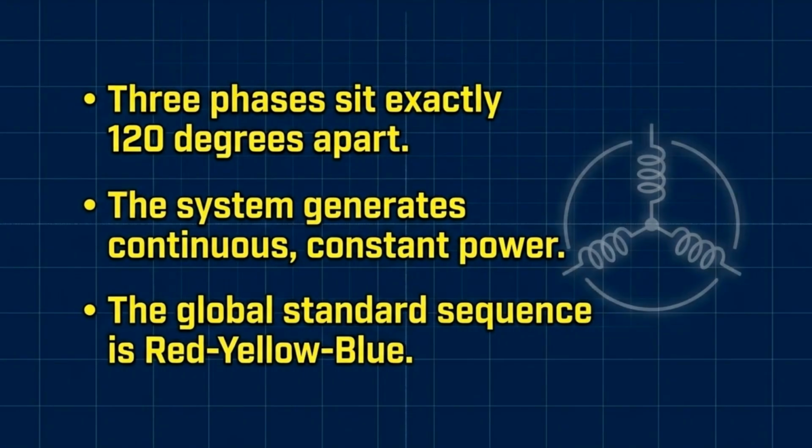In summary, three-phase systems provide constant power through 120-degree spacing, using the red-yellow-blue sequence as our global standard.